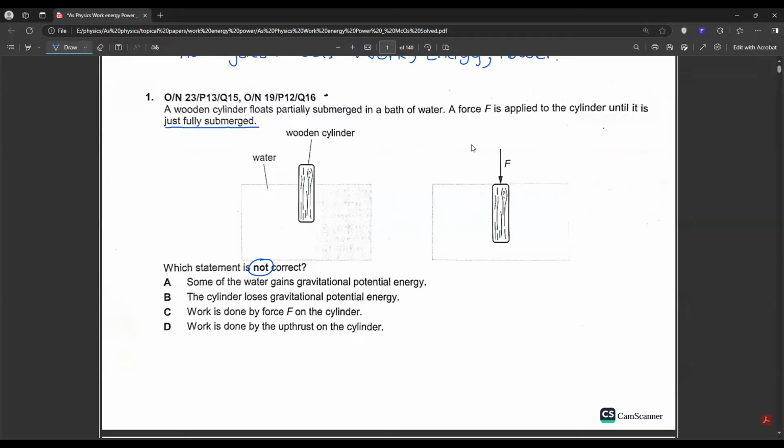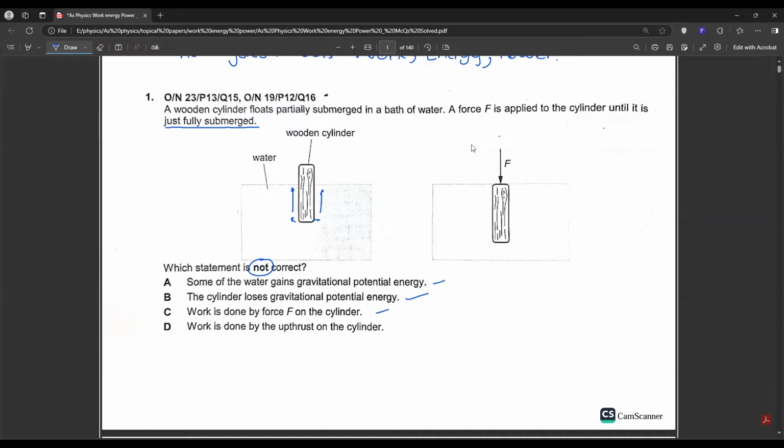Some of the water gains gravitational potential energy. This is correct. Why? Because some of the water that might have been here at the bottom edge must have moved to the top. This causes the water to gain gravitational potential energy. Yeah, that's correct. The cylinder loses gravitational potential energy. That is also correct. Work is done by force F on the cylinder. Yeah, that's also correct.